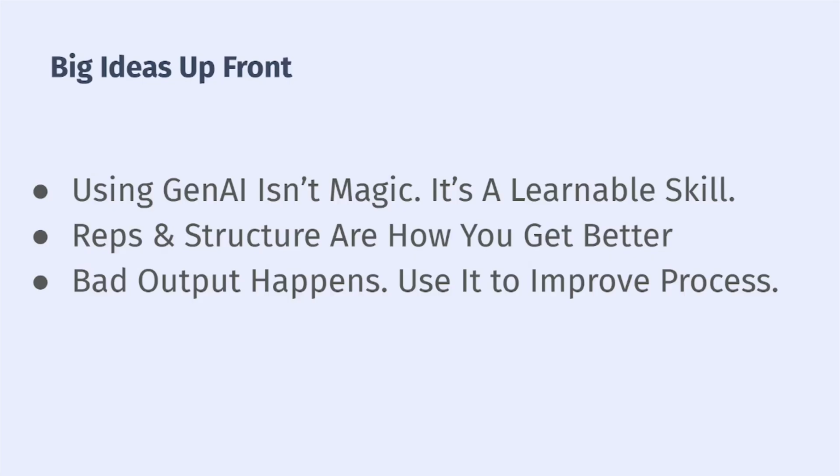If I was going to break that down into a couple of other big ideas, generative AI isn't really magic. Interacting with it is a learnable skill. Reps and structure are how you get better at that, so intentional learning types of things. And bad output will always happen. No matter what you do, no matter how elegantly crafted your prompt, no matter how pristine your data, it will spit out garbage eventually. Know that and figure out how to iterate with it.